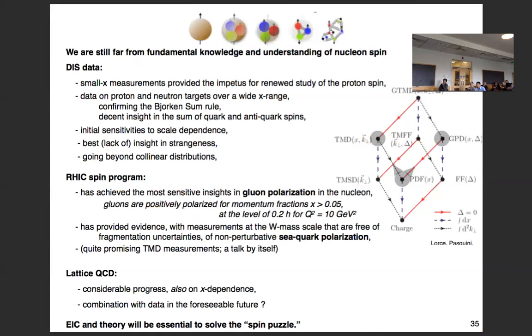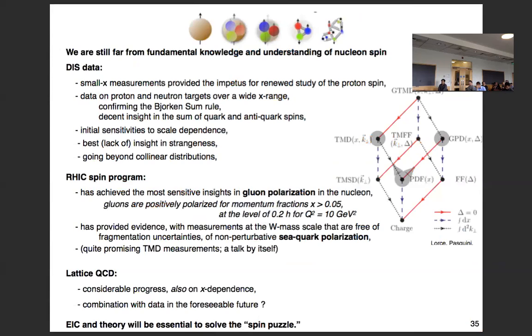So data on the proton have by now been complemented, of course, with targets containing neutrons. That is not necessarily the same as a neutron target, of course. We know that the Young ensemble is correct, but not just in terms of its normalization, but even in one order of running at lowish scales. I think it's an achievement. Overall, we have reasonable insight in quark and anti-quark spins, but we know very little still about strange quarks. We have some sensitivities to scale, but that's great. There's a bright future there as well.